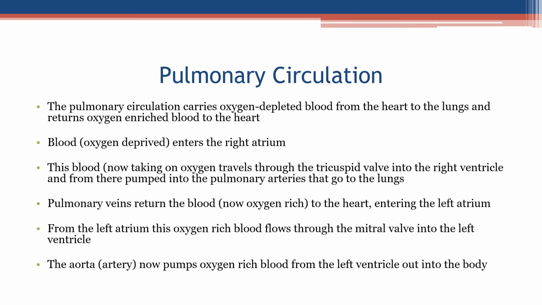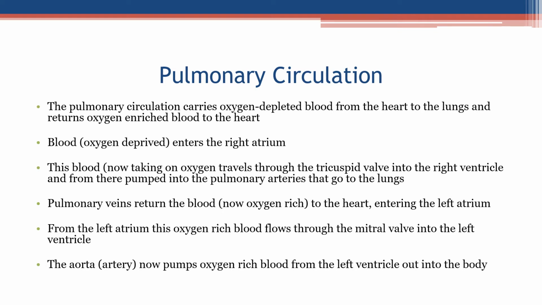Pulmonary circulation. The pulmonary circulation carries oxygen-depleted blood from the heart to the lungs and returns oxygen-enriched blood to the heart. Blood, oxygen-deprived, enters the right atrium. This blood, now taking on oxygen, travels through the tricuspid valve into the right ventricle and from there is pumped into the pulmonary arteries that go to the lungs.